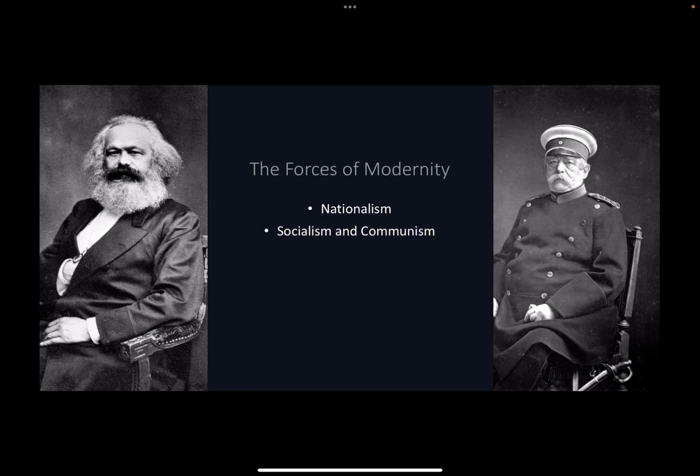All right, another intellectual tradition that begins in this period are these ideas of socialism and communism. These are rather political forms, and I've got Karl Marx pictured on the left of the slide here, right?